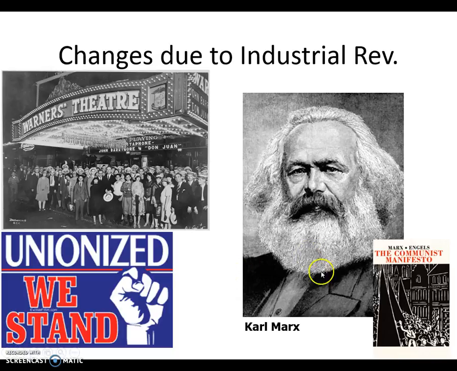You're also going to get conflict with economic systems. Karl Marx here, who writes the Communist Manifesto, is going to argue for socialism and say that there's conflict between the workers and the owners, and that the only way to change it is to go to more of a socialist system to stop this revolution from occurring between the workers and the owners.